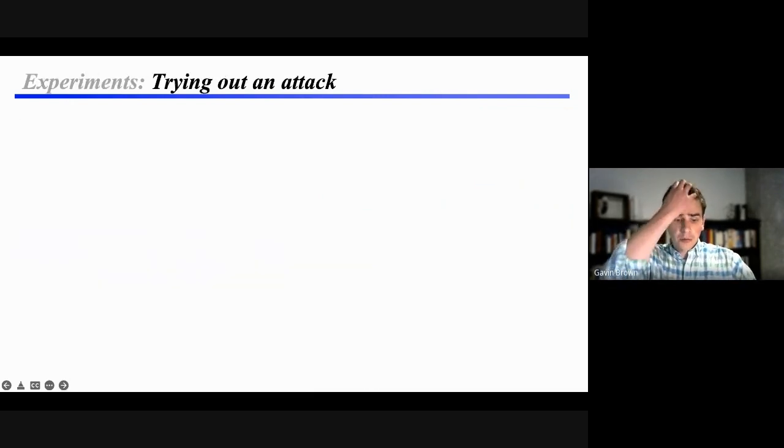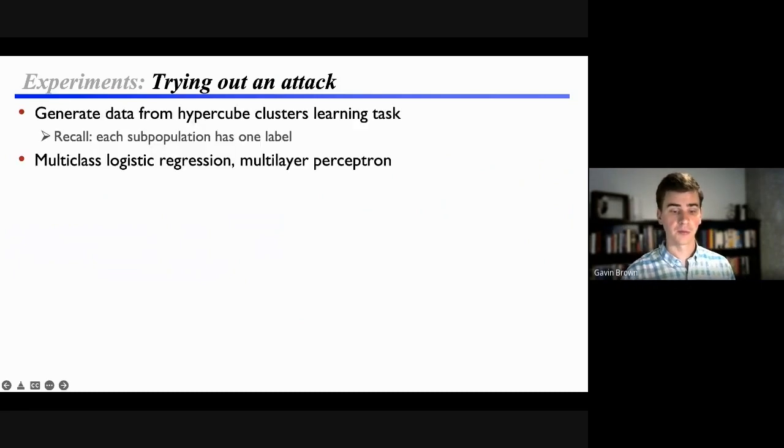Okay, so our proofs are just information theoretic and don't explicitly say that once you have a classifier, you can extract that information. So to supplement them, we'll do some experiments. We'll generate data from the hypercube clusters learning task, where each subpopulation has a single label. And we'll train multi-class logistic regression and multi-layer perceptron models on it.